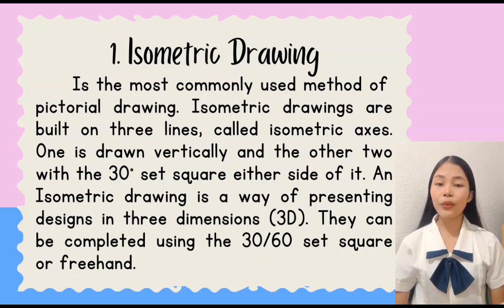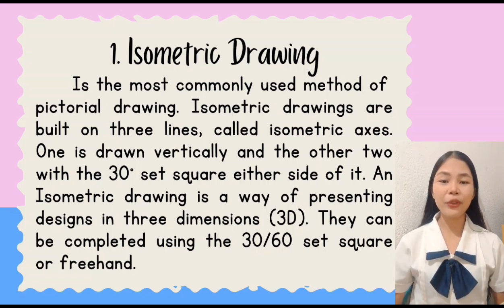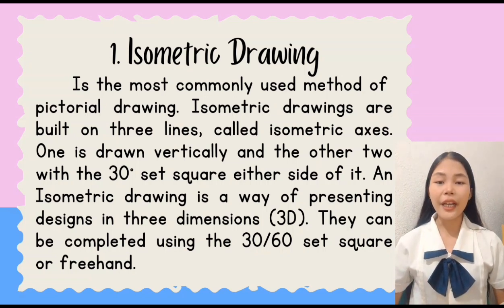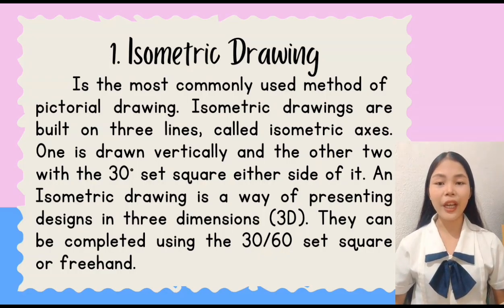Makadrawing ka gamit og 30-60 set square para exact ang angles, pero pwede ra sad nga freehand kung comfortable na ka. So ang importante kay masunod nimo ang angle sa isometric para dili sayop tan-awon ang imuhang drawing. Isometric drawing is very useful sa engineering, architecture, ug bisan sa technology and livelihood education kay it helps people understand how the object truly looks in real life.